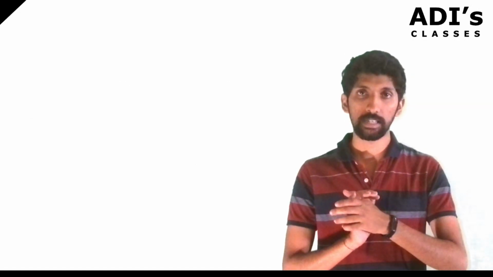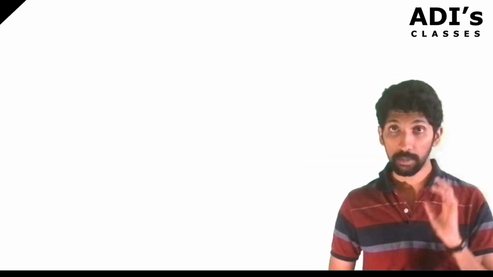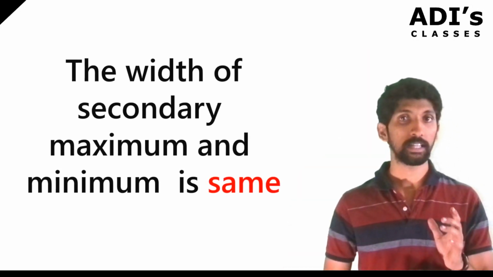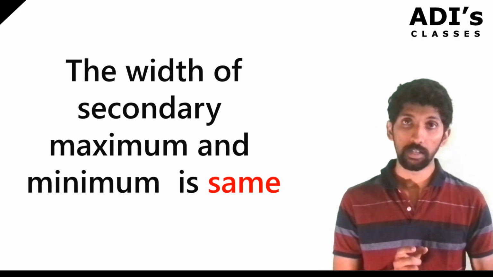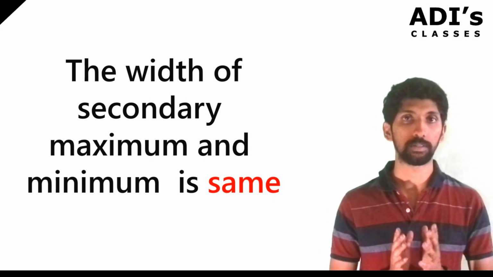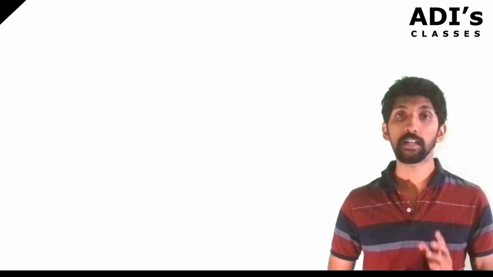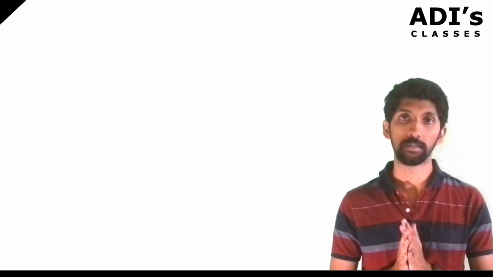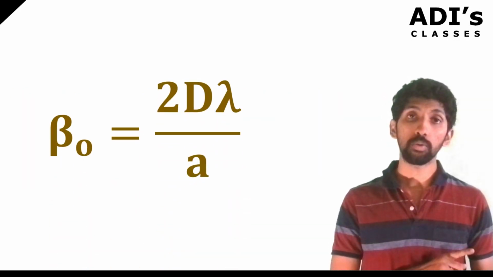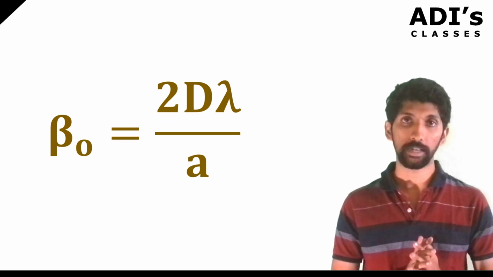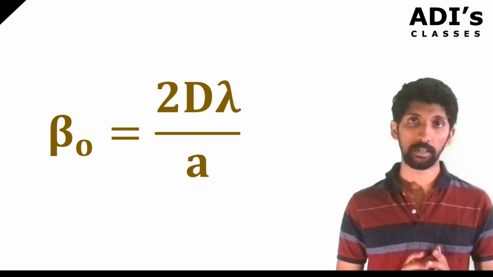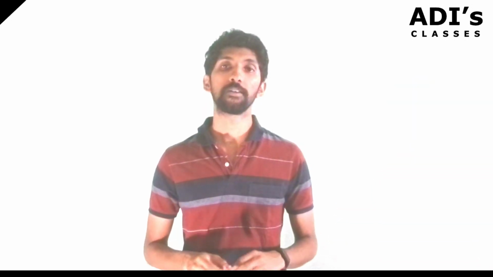So basically the entire summary of diffraction. But here a very important point is the secondary maximum or the secondary minimum is of the same width, because the beta value was the same for both of them, correct? Whereas the central maximum is twice that of the secondary maximum or secondary minimum. So this is what we got. So beta naught is equal to 2 D lambda divided by a, correct? So this is the central maximum, and for any other dark fringe or a bright fringe, we have D lambda divided by a.